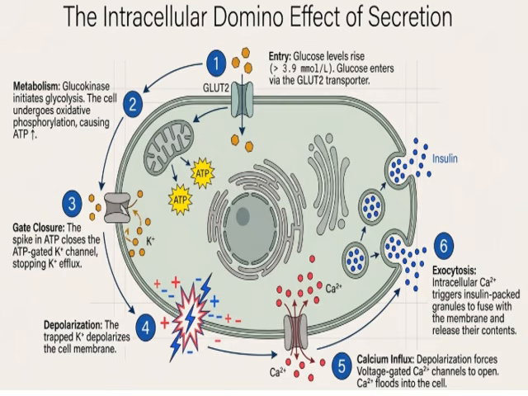Here you can see the vesicles, the insulin-packed granules, fuse with the membrane and release their contents into the blood via exocytosis. So this is the whole domino effect of the secretion of insulin.